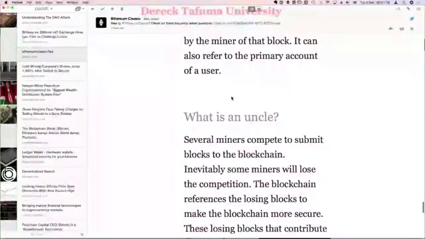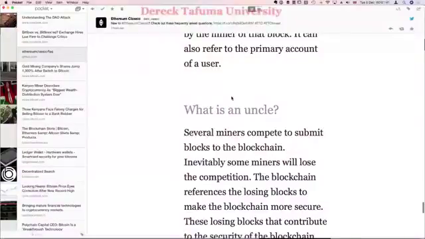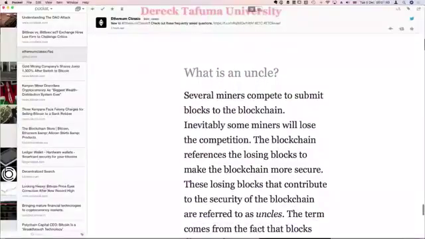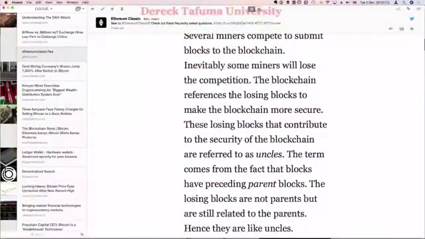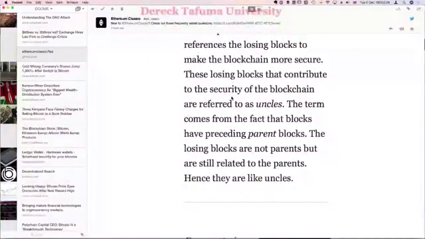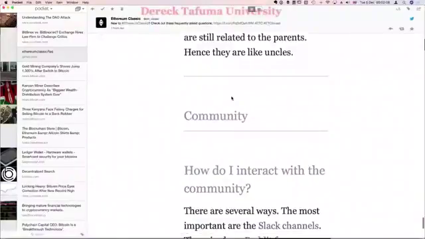What is an uncle? Several miners compete to submit blocks to the blockchain. Inevitably, some miners will lose the competition. The blockchain references the losing blocks to make the blockchain more secure. So these losing blocks that contribute to the security of the blockchain are referred to as uncles. The term comes from the fact that blocks have preceding parent blocks. The losing blocks are not parents, but are still related to parents, hence they are like uncles.